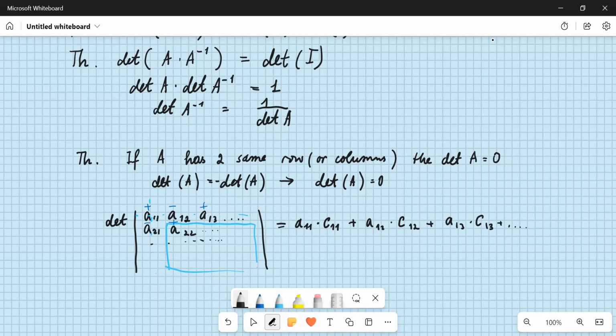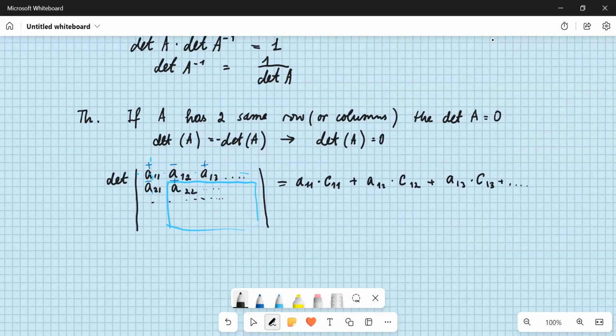Now, guys, question. If I multiply cofactors of the first row by any other row, for example, cofactors of the first row, C11, C12, C13, by the second row, for example, A21 by C11 plus A22 by C12. So I take cofactors of the first row, but instead of the elements themselves, I'm going to put elements from the second row. What is going to be the result over here?